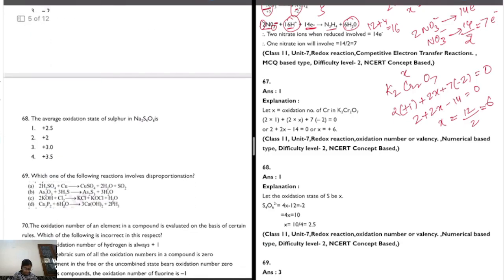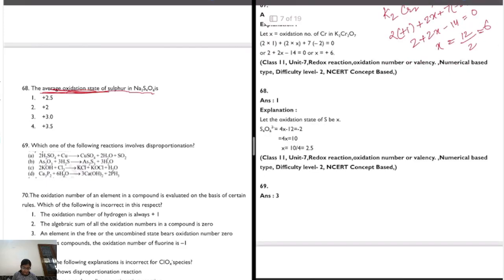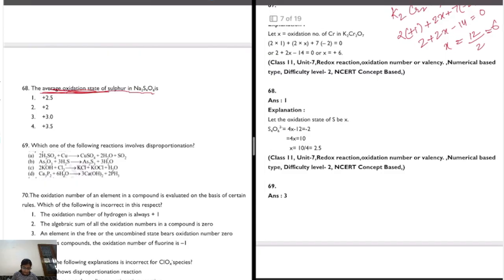In the next question, the average oxidation state of sulfur. See, average oxidation state I asked, in Na2S4O6. So, how will we calculate this? Na2S4O6 is there. Therefore, 2 + 4x - 12 equals 0. Why 12? 6 into 2, 6 into -2. That is why -12 will come. Therefore, x equals 10 by 4. That is 2.5.